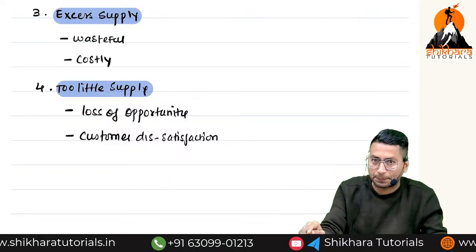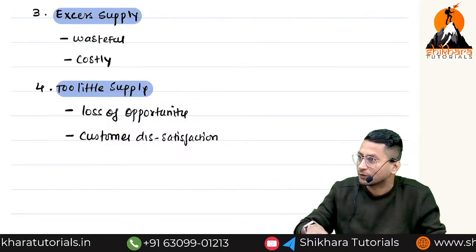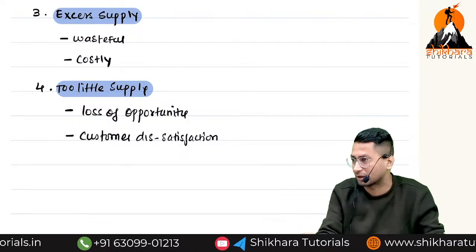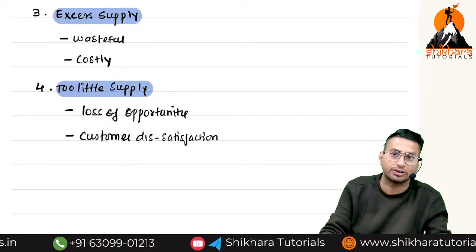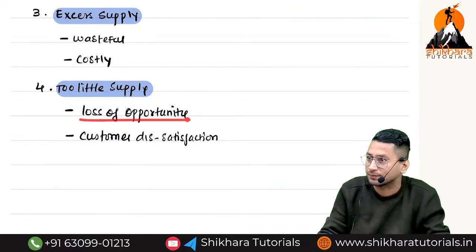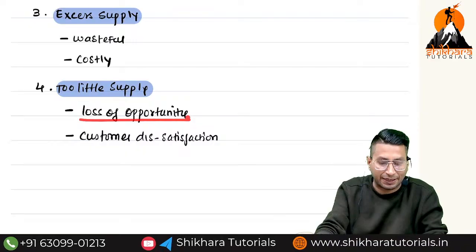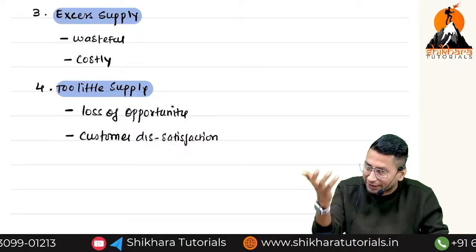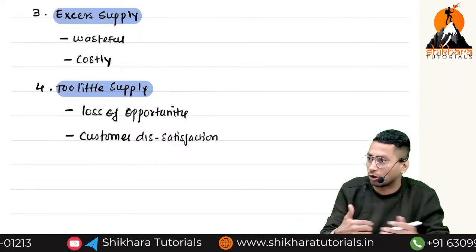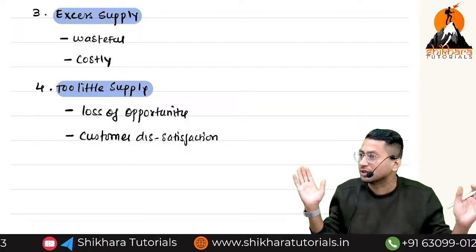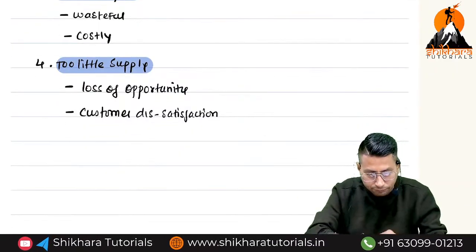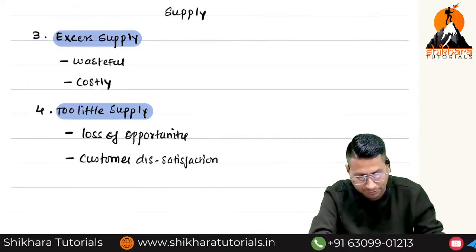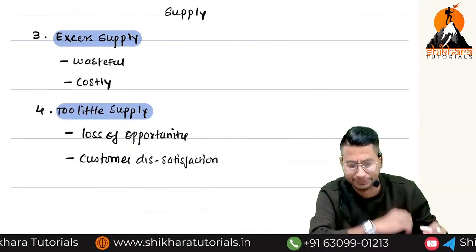Because I'm unable to supply, the customer is shifting to some other company. And once the customer shifts, getting them back is difficult. I am losing the opportunity for that sale because the customer is unhappy. Today a lot of substitutes are available, which is why the customer does not want to wait. Understood? This is what might happen with excess supply and with little supply. Same thing, I'm just writing it in a technical way.